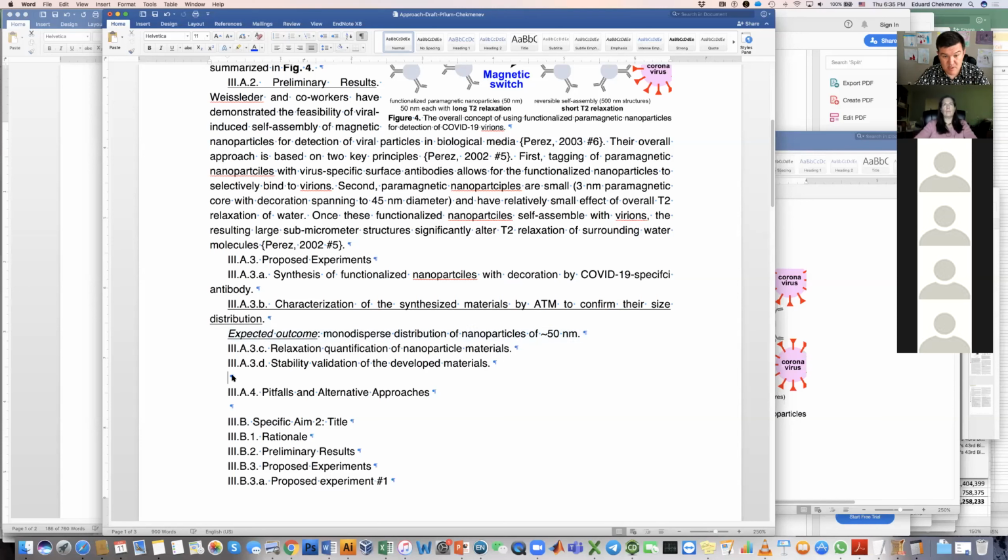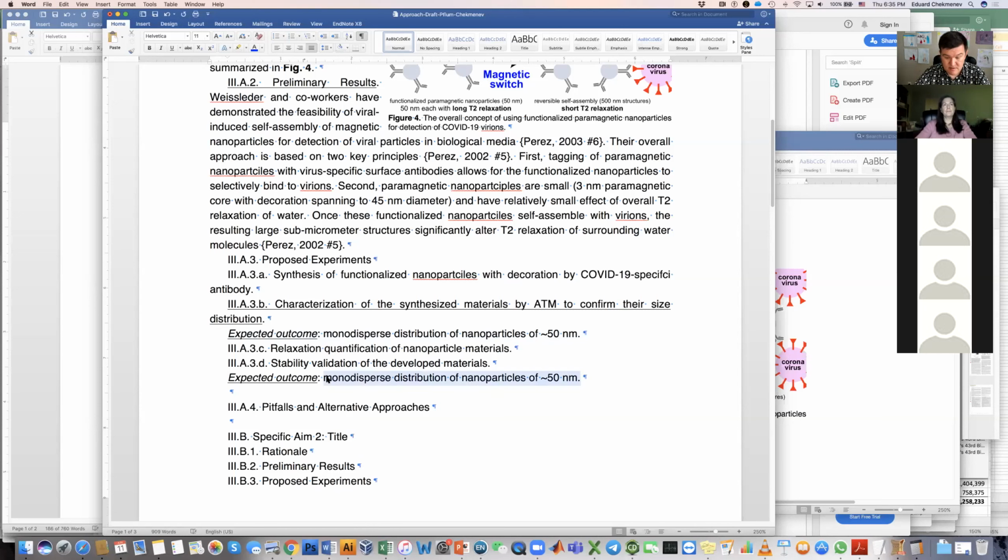And my expected outcome: material stability on the time scale of many weeks. The reason why I'm not putting many months is because I may not have a sufficient amount of time during the time scale of this project to be able to perform testing of these particles for many, many months. So I like that.